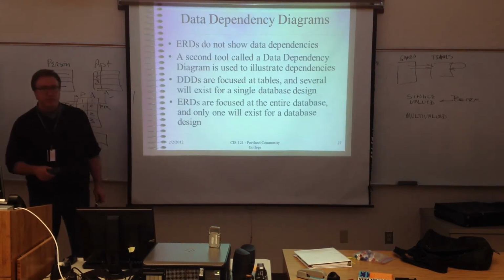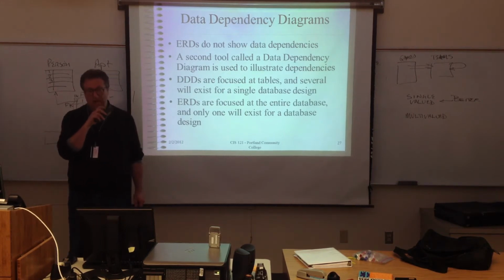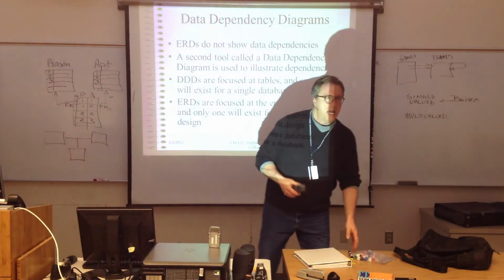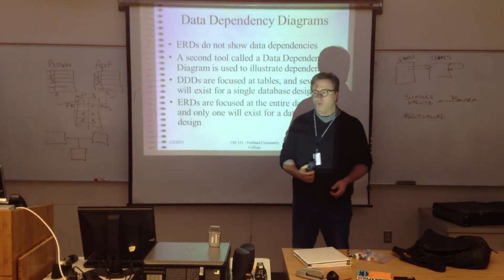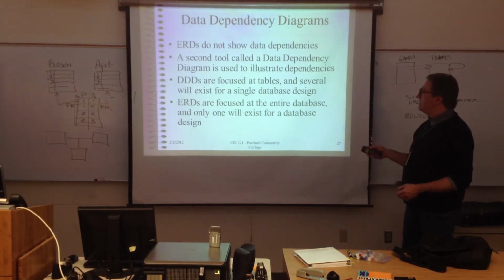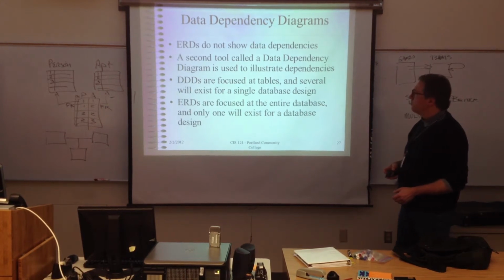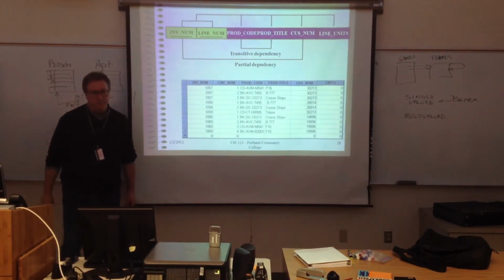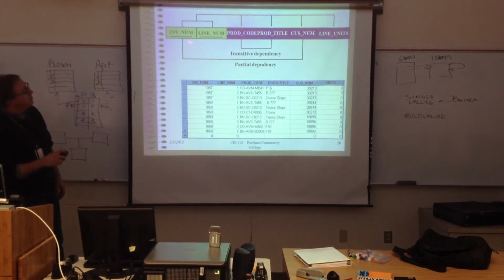That arrow is an example of something called a data dependency diagram. In ERDs, we're just showing relationships. Now we need another kind of diagram that shows us how things relate inside a table. And we're going to use this thing called a data dependency diagram. Let's take a look at one. Unfortunately, these arrows are tiny. Let's pick this apart. So our dependency diagram has these little tiny arrows. There's an arrowhead, there's no arrowhead.